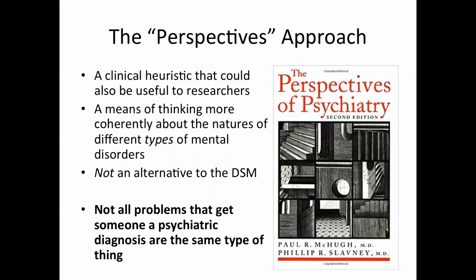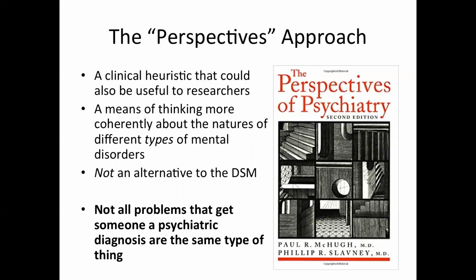So I now want to share with you a way of thinking about psychiatric conditions that I learned about through medical training and that I think could also be useful to biologists who wish to study psychiatric illness. This approach is described in a book called The Perspectives of Psychiatry by Paul McHugh, the former chair of psychiatry at Johns Hopkins, and Phillip Slavney. And it's basically a means of thinking coherently about the nature of different types of mental disorders.